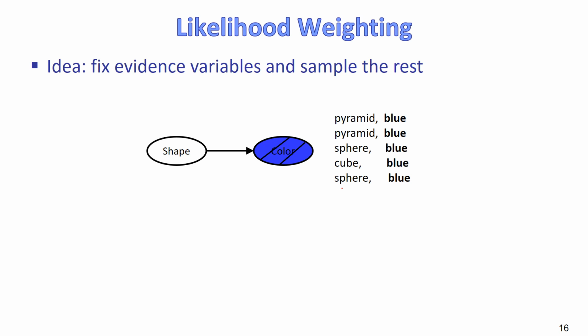We will not reject any sample now, because we will not actually sample from the observed variables. Why should we sample from the observed variables if we already want their samples to be a specific value? So we'll just fix it to that value. We don't sample from them, and we sample from the others. That's the main idea of likelihood weighting. Any question about that?